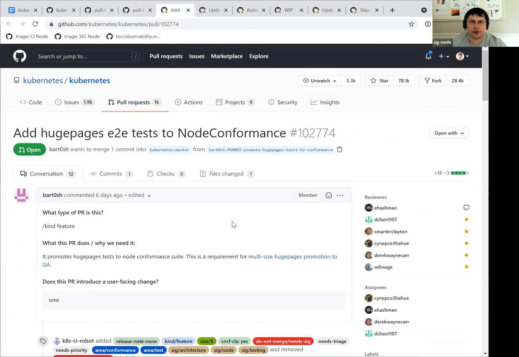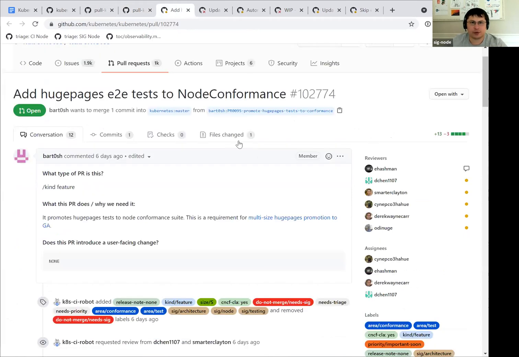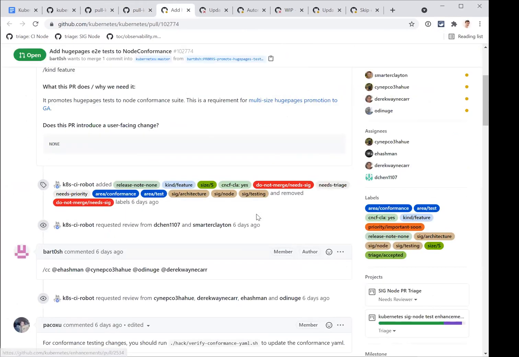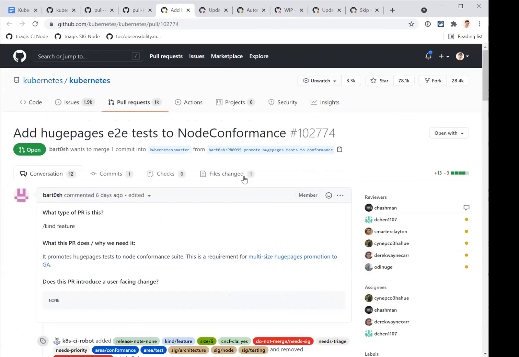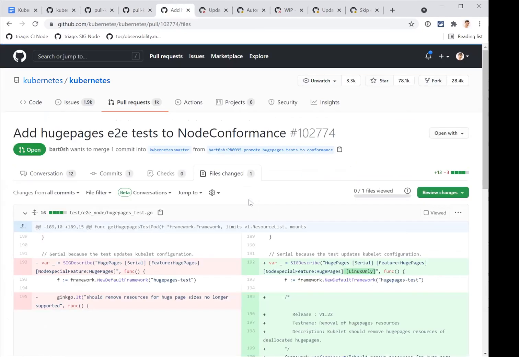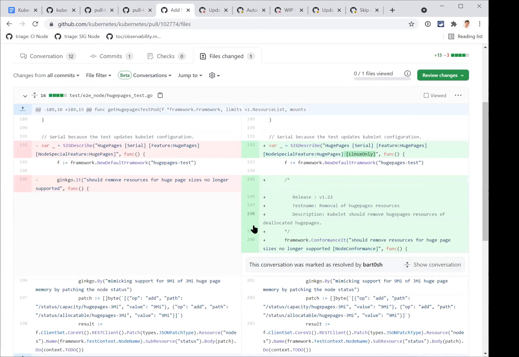Add huge pages and that's not conformance. Yeah, it is exactly the pull request that I talked about. It's one of the requests to move the feature to GA, moving the test under not conformance. This one is.